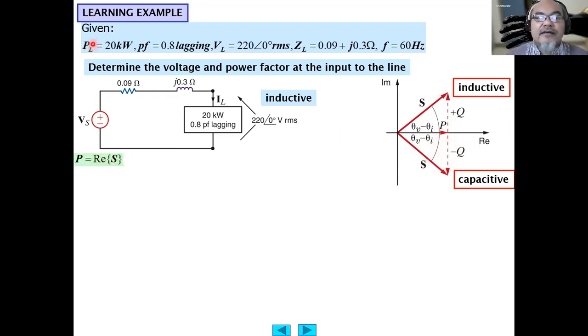So the indicated power, 20 kilowatt, equals the real part of the complex power. So this will be equal to the magnitude of S cosine of theta V minus theta I, which is the power factor. The magnitude of the complex power times the power factor.